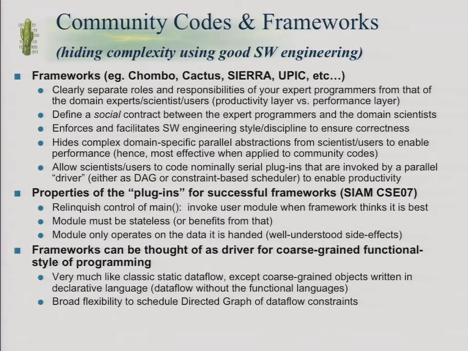So it's just like classic static data flow, except with coarse-grained objects, and inside of that object, you don't have to use Haskell or Lisp as your base programming language. You have Fortran or C or Java, and you can program using your familiar imperative programming style inside of that module. But outside of that module, it's coarse-grained data flow, meaning that you have to adhere to functional semantics. And that also gives you broad flexibility to schedule this as a directed data flow graph.